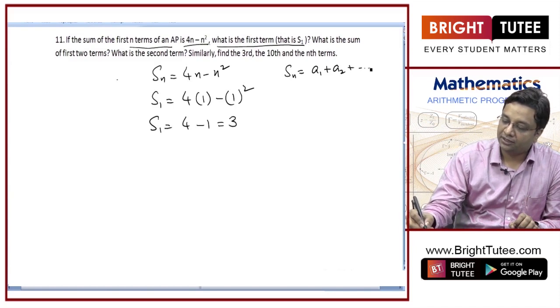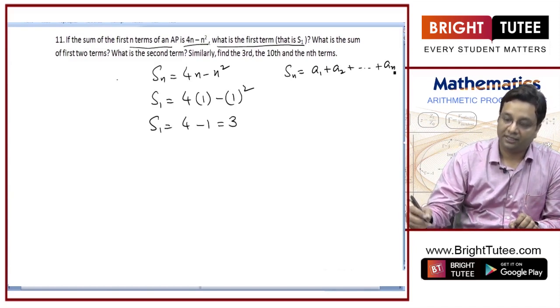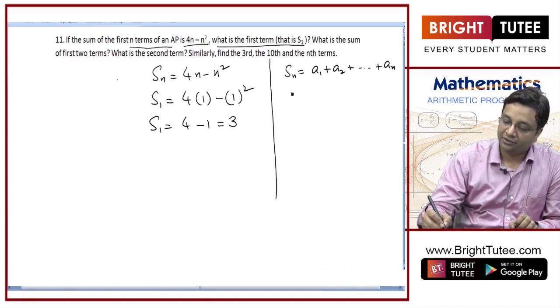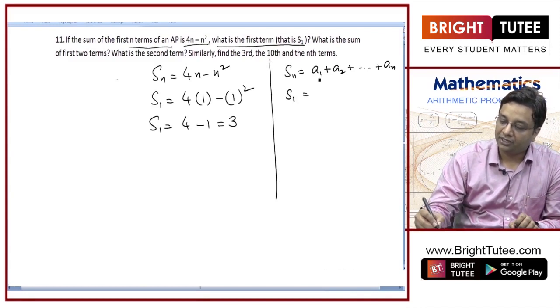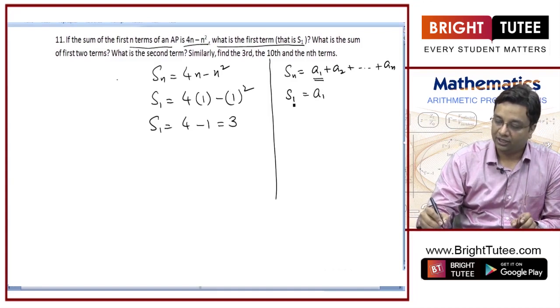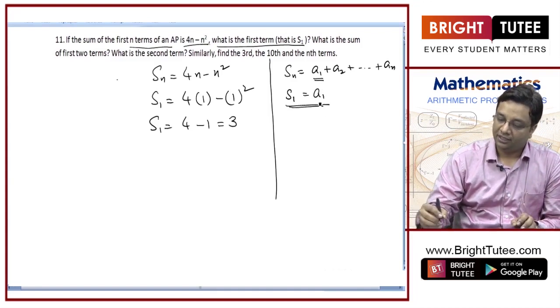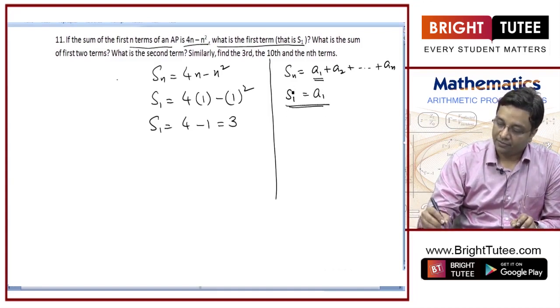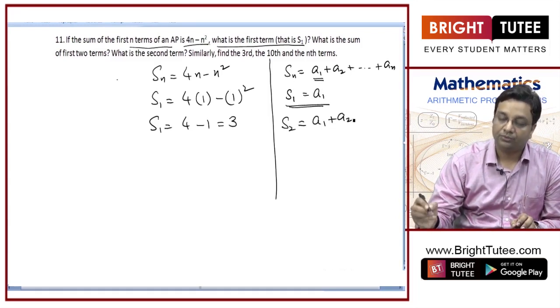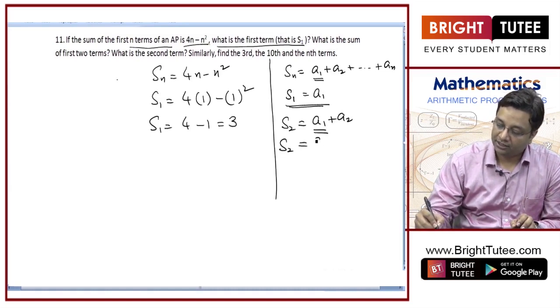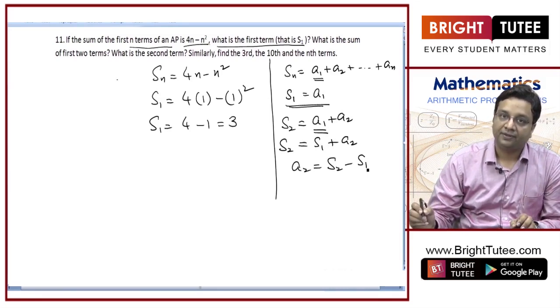Sn is equal to A1 plus A2 plus up to An, right? And if I ask you what is S1, so I'll take only one term from the right hand side, which is equal to A1, right? So S1 is equal to A1. If I talk about second term, so S2 is equal to what? A1 plus A2, right? But this is S1, so I can write S2 as S1 plus A2 also. So A2 will become equal to S2 minus S1, right?